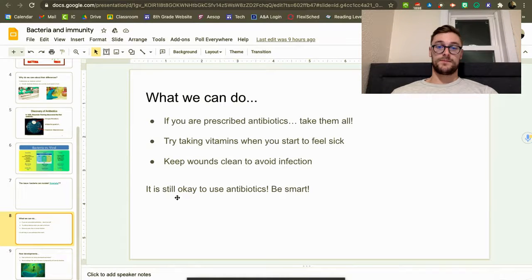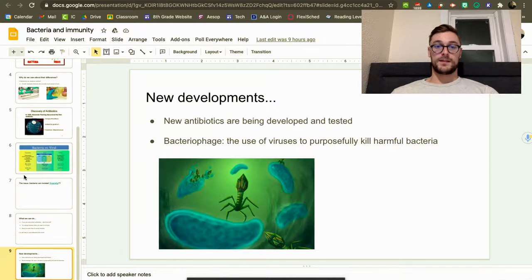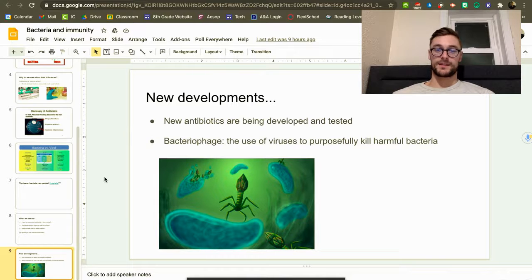And so it's okay to use antibiotics, but don't have an over reliance on them. And then lastly, we have some new developments. Antibiotics are always being tested and developed. And there's also been this discussion of bacteriophage, the use of viruses to purposely attack and kill harmful bacteria. So it's kind of like turning the tables almost on its head.